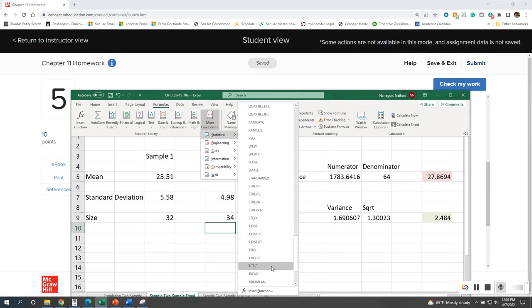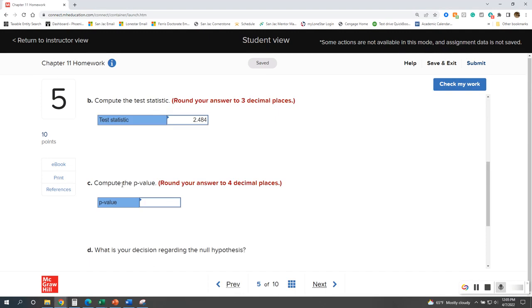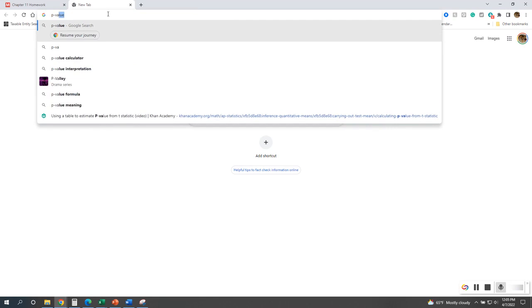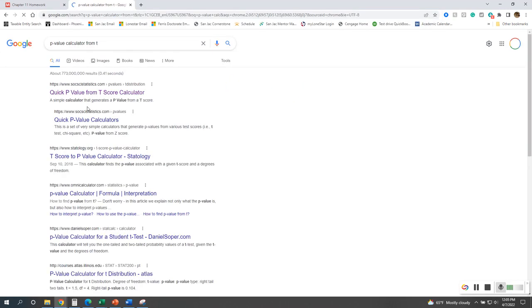Okay. So there's our variances. No. Oh, right. I love that because, again, we're looking at pretty much nothing on p-value. So let's see if we can look for a p-value calculator. P-value calculator from T.